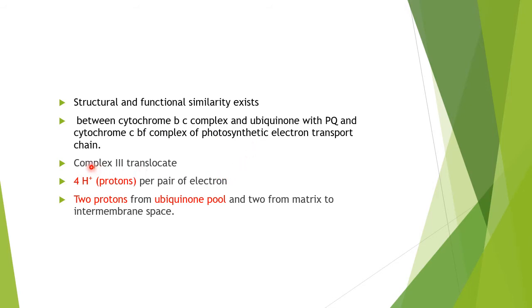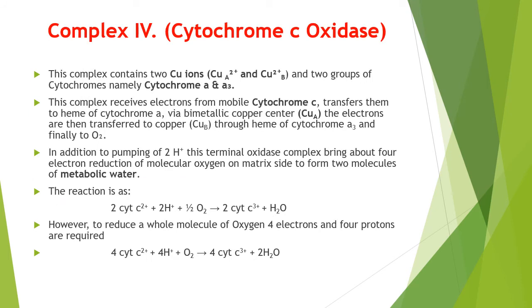So what did this complex do? Complex third translocates 4 protons per pair of electrons. 2 protons from the ubiquinone pool and 2 from the matrix to the intermembrane space. So 2 from this reduced ubiquinol and 2 from the matrix towards the intermembrane space.